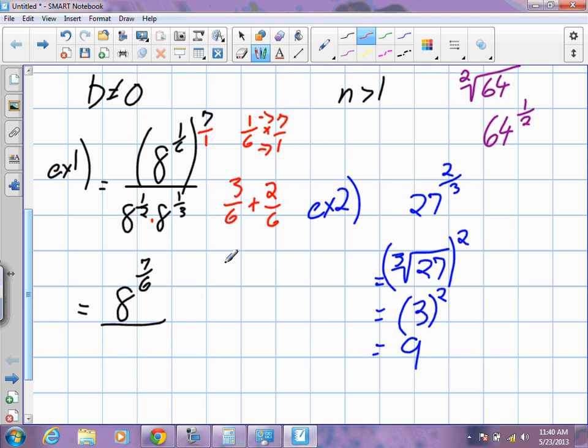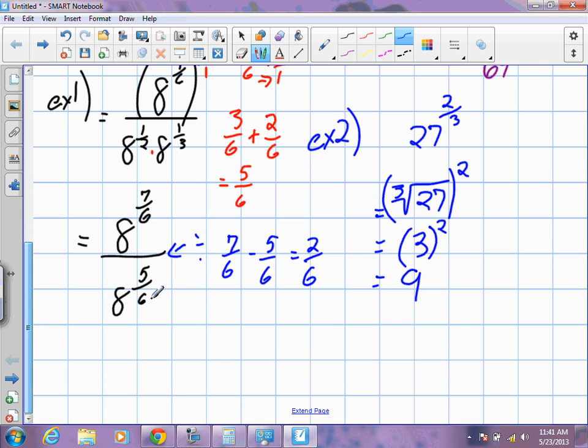In the end, will equal what? 5 over 6. So always remember, when we're adding fractions, our denominator stays the same. So we're left with 8 to the power of 5 over 6, which is good. The last step we need to do here, because this is division, we'll have to subtract these two. So 7 over 6, subtract 5 over 6, which will give us 2 over 6 as an exponent. So we've now simplified this to one base value to the power of 2 over 6.